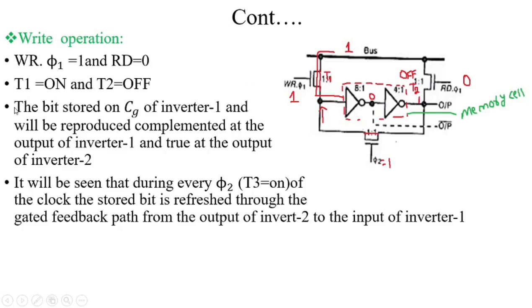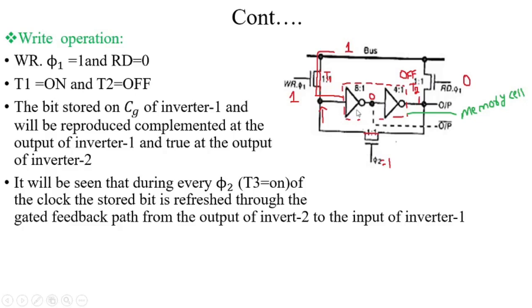And the third point: the bit stored on the gate capacitance of inverter 1 will be reproduced complemented at the output of inverter 1 and true at the output of inverter 2. It means that the data is available on this data bus. The data bus information is given to the input of this inverter. This inverter has gate capacitance. The binary information is stored at this gate capacitance, the output of this inverter is 0, and this output is given to the second inverter input and finally we get the output equal to logic 1.